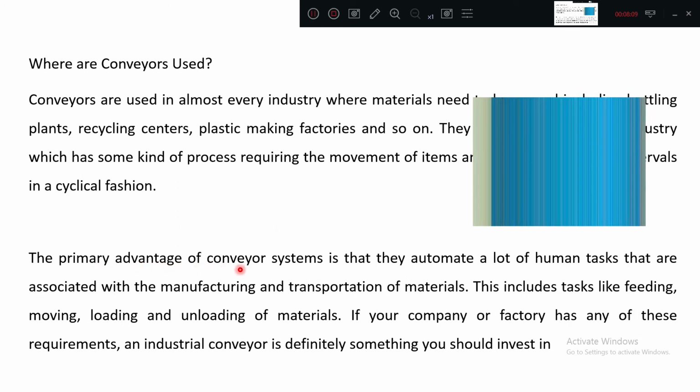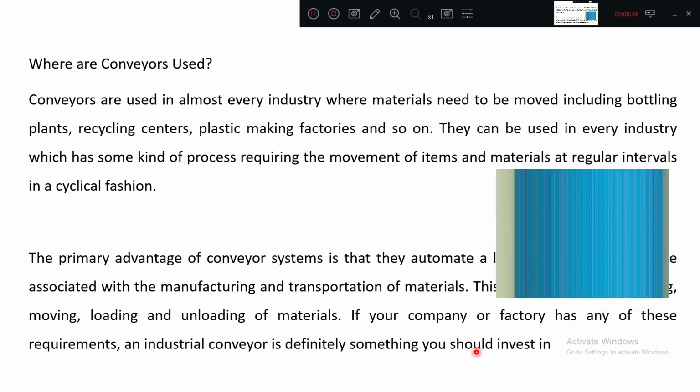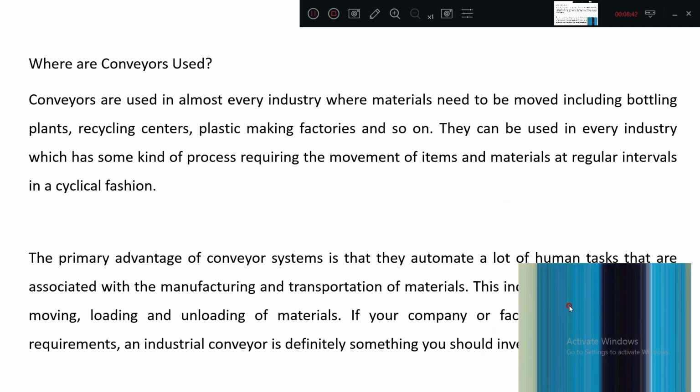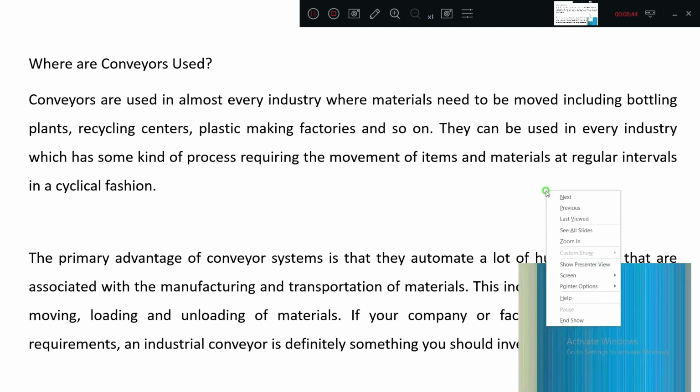The primary advantage of conveyor systems is that they automate a lot of human tasks. Automate means replacement of humans. Okay, automatically it is done. That are associated with what? Manufacturing industry, transportation industry, including material movement. This includes tasks like feeding, moving, loading, unloading. Okay, so that is why these are all used in factories. So conveyor system is very helpful. So you need to invest in a conveyor system if you are planning for a manufacturing industry or a planning industry.